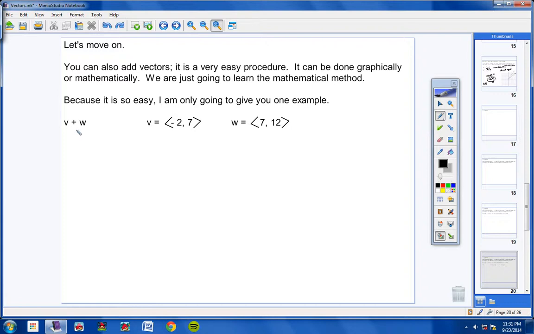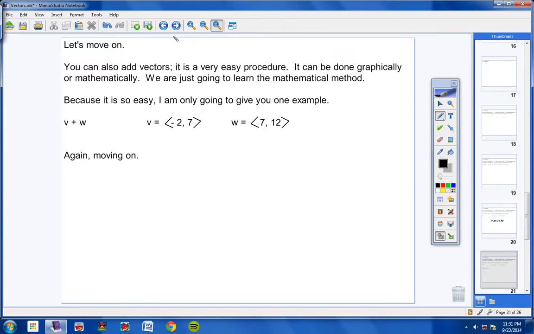We're taking vector V plus vector W, and we're adding them. So it's so easy, students. V plus W equals negative 2 plus 7, 5, 7 plus 12, 19. It's just that easy, and that's why we're only doing one example. This is really simple, easy math. So adding vectors can be done when they're written as an ordered pair, and it's really simple to do.